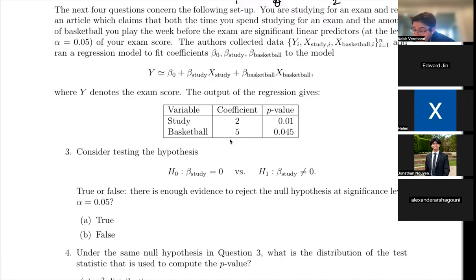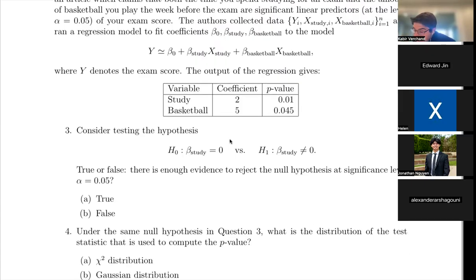So y is the exam score, beta 0 is an intercept, beta study is the coefficient corresponding to how many hours you study, and beta basketball is the coefficient corresponding to how many hours you play basketball. Now, given this data, the authors ran a regression model, let's say in Excel, and one subset of the output of the regression was the following. For the variable study, the coefficient was 2 and the p-value was 0.01. For the variable basketball, the coefficient was 5 and the p-value was 0.045.